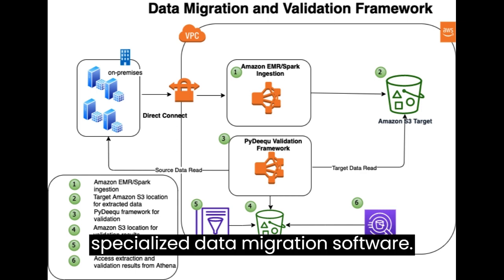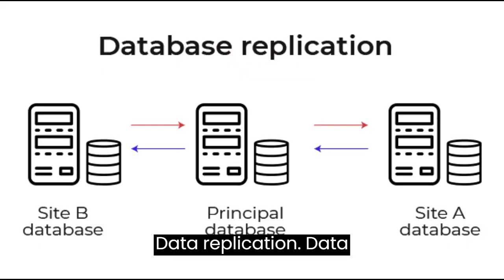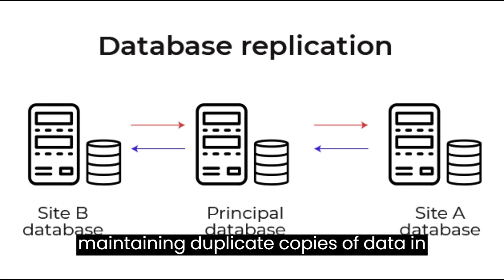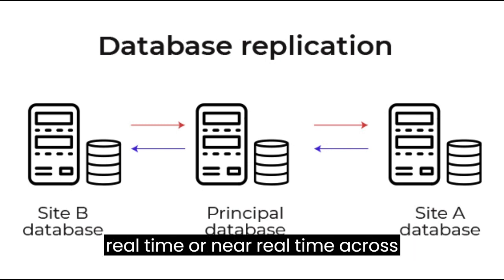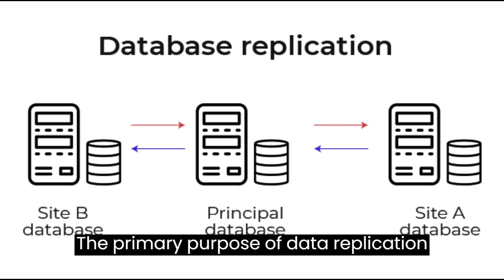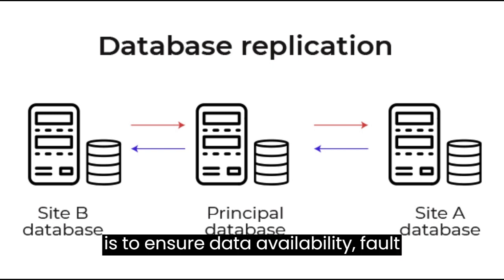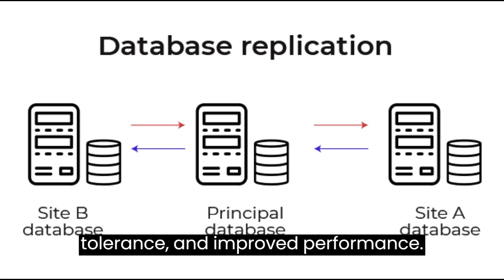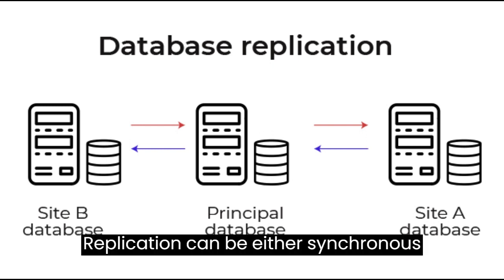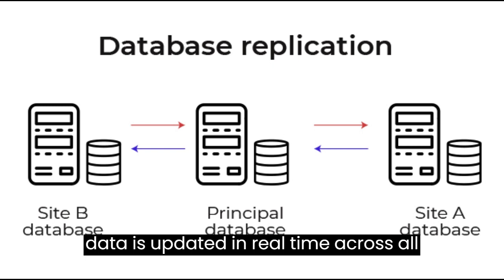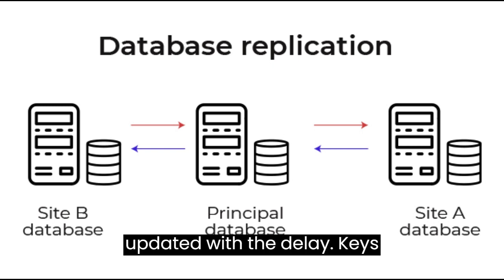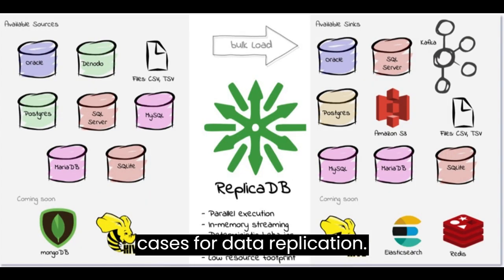Data replication. Data replication involves creating and maintaining duplicate copies of data in real-time or near real-time across multiple storage systems or databases. The primary purpose of data replication is to ensure data availability, fault tolerance, and improved performance. Replication can be either synchronous, where data is updated in real time across all copies, or asynchronous, where data is updated with a delay.